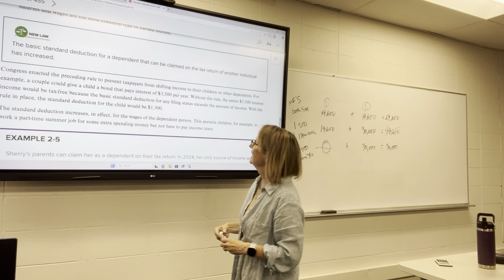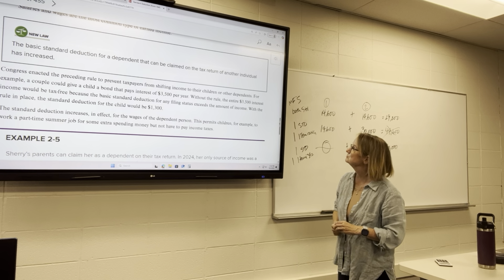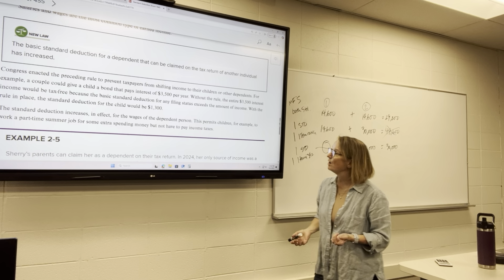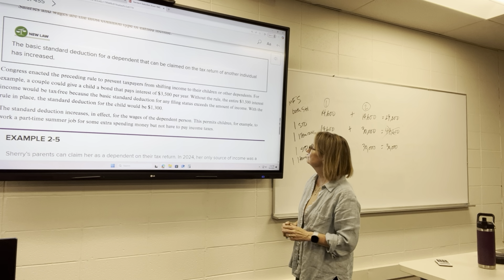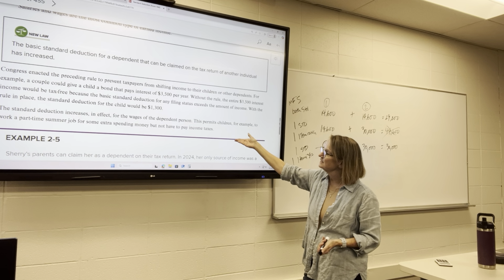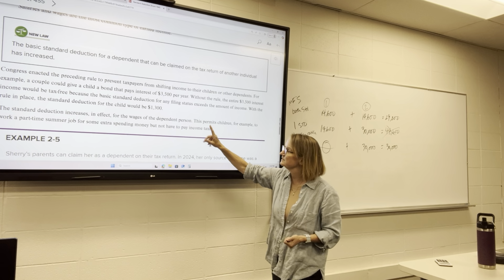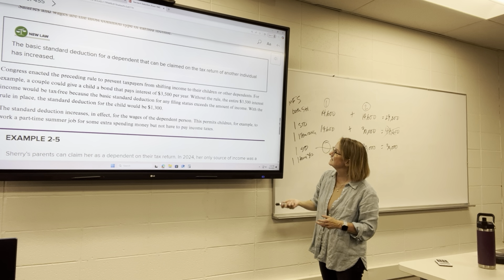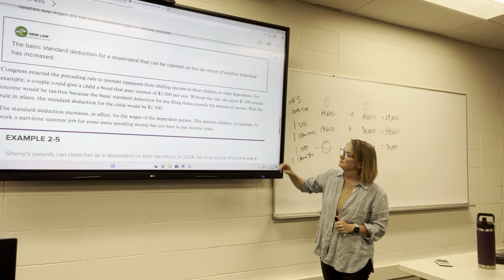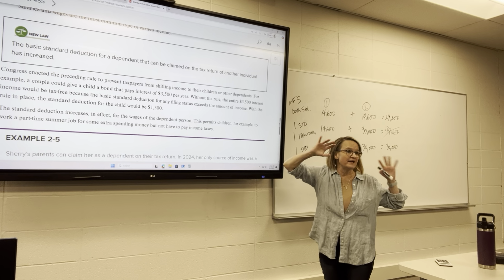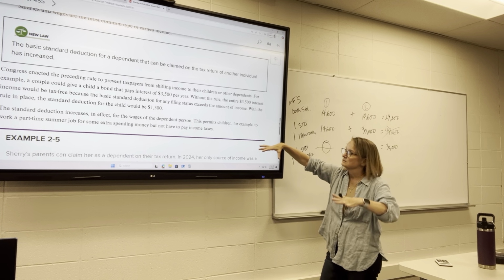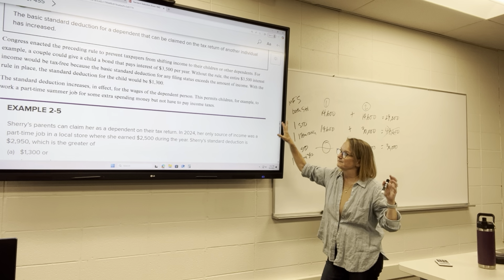So Congress enacted that to prevent taxpayers from shifting income to their children or other dependents. So for example, a couple could give a child a bond that pays interest of $3,500 a year. Without the rule, the entire $3,500 of interest income would be tax-free, but because this basic standard deduction for any filing status exceeds that amount, with the rule, the standard deduction for the child would be $1,300. Because they didn't have any earned income, it's to prevent passive income from being transferred to children, right, as a way of tax planning.